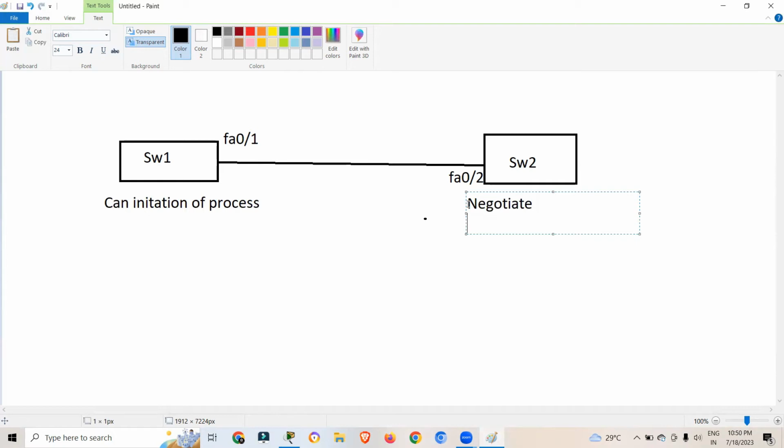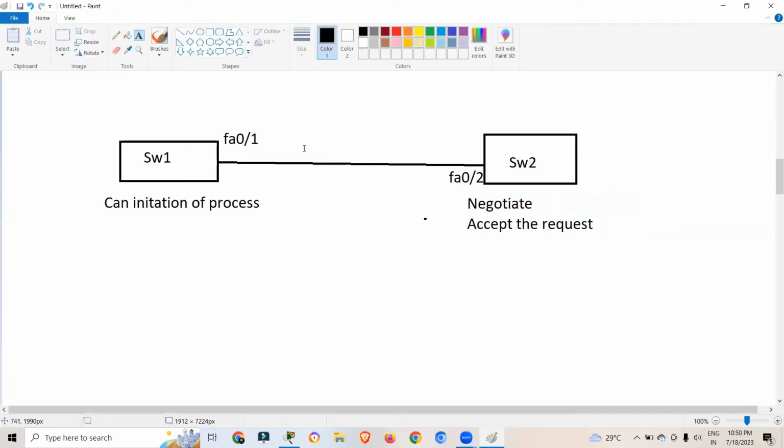What is the meaning of negotiation? Negotiation is based on accepting the request. If the other side is a device that can accept the request, then the process can be fulfilled.